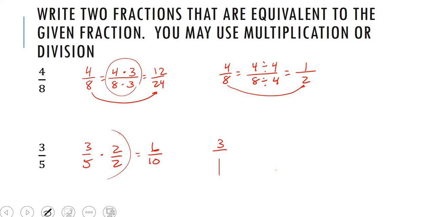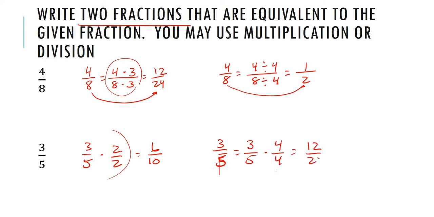So let's do another. It says we have to write two fractions. However, when I look at this, I don't want to use division. I don't have a number that I can divide into both of those evenly. So division is not going to be my best choice here. So I'm going to do another multiplication. I'll do 3/5, and this time I'll multiply by 4. And this time I get 12/20. So 3/5 and 6/10 are equivalent, just as 3/5 and 12/20 are equivalent.